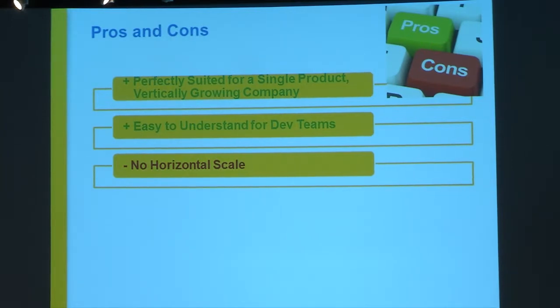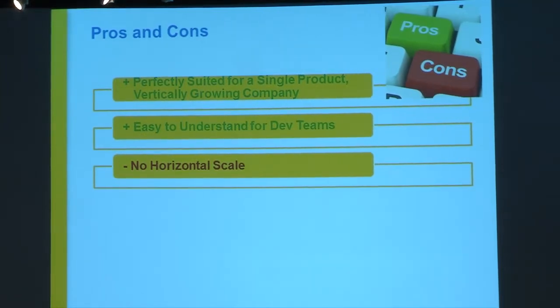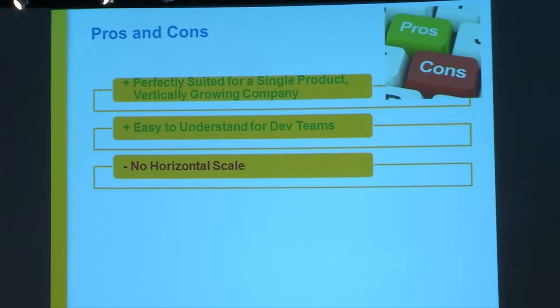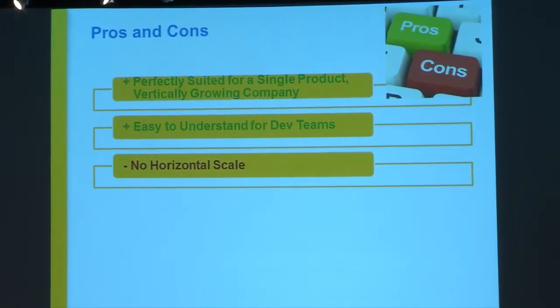Downsides are no horizontal scale. You have a single database. How do you scale this? And how do you do this without buying even bigger database servers? At that point in time, this was a Sun database server with 32 CPUs, 64 gigabytes of RAM, a $1 million SAN attached to it, typical vertical scale.